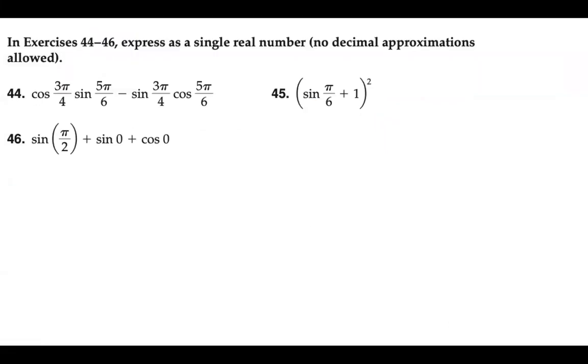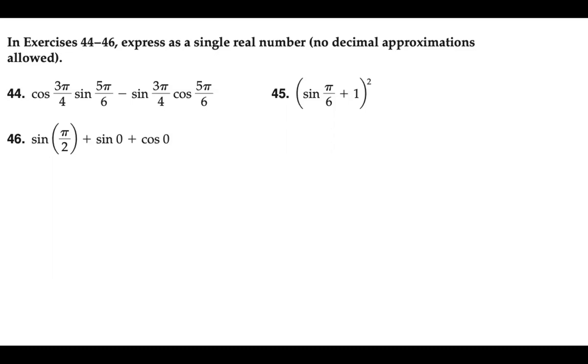In exercises 44 to 46, express as a single real number, no decimal approximations allowed. So for questions 44, 45, 46, I think what are we going to do? We will use maybe the identities. Let's solve this one. Cosine 3 pi over 4 times sine 5 pi over 6. I am going to just type it in the calculator. It will give me the answer. This is what I believe.